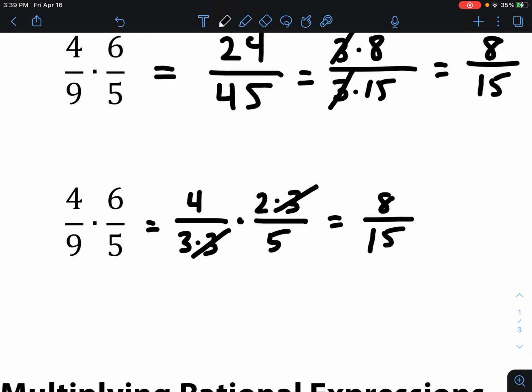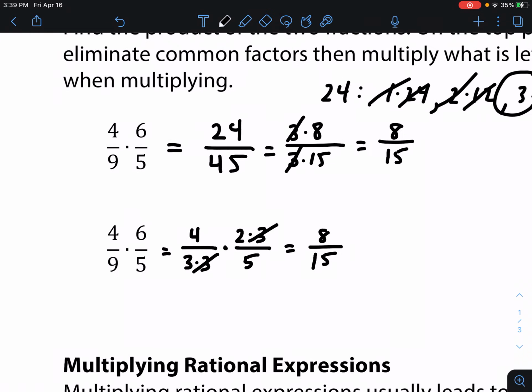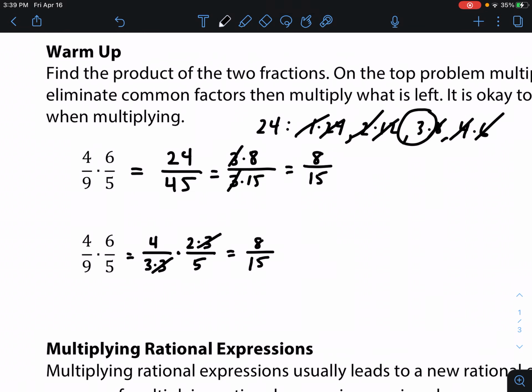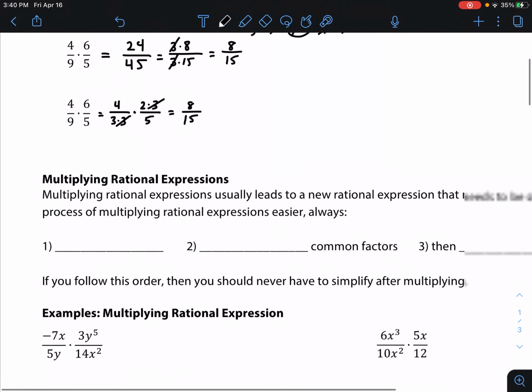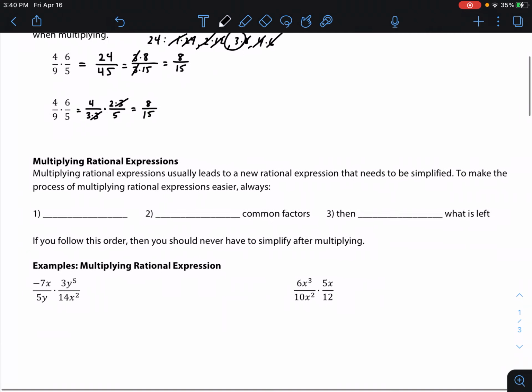Okay, hopefully you found that the second method is easier, because that's going to be the process that I want you to try to follow for multiplying rational expressions. With rational expressions, it gets crazy if you try to do the top method. You end up with some really wacky stuff that's hard to factor. So you really should follow the second method for multiplying rational expressions. Okay? So what's it say here?